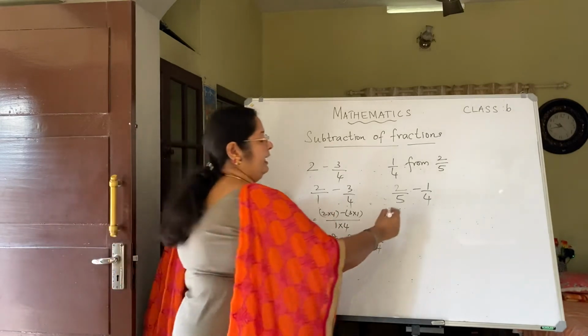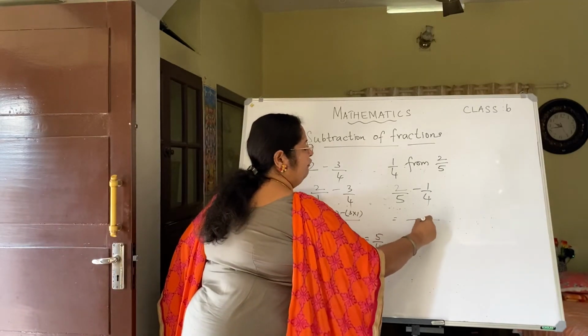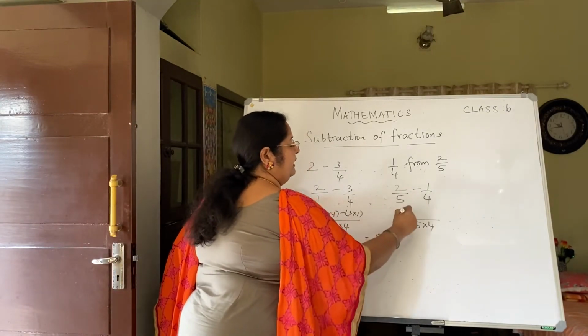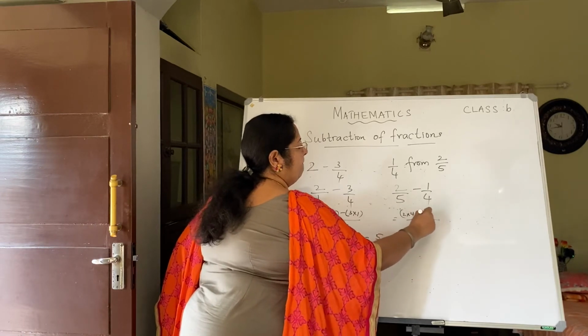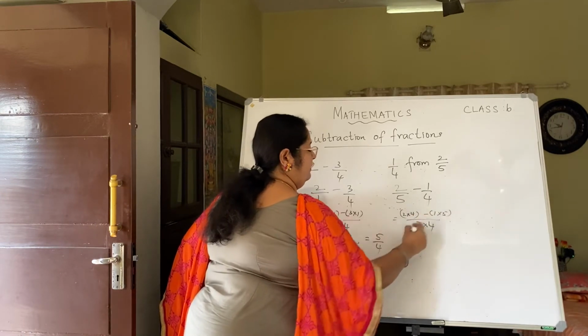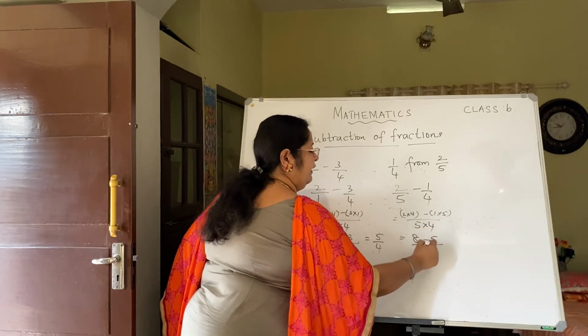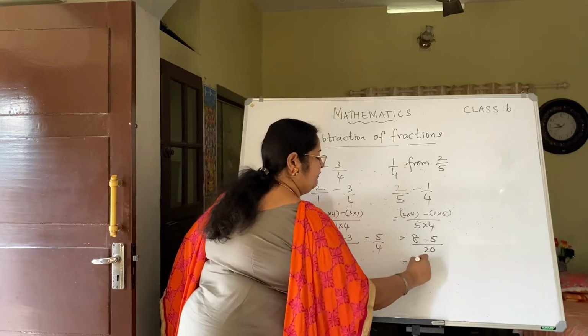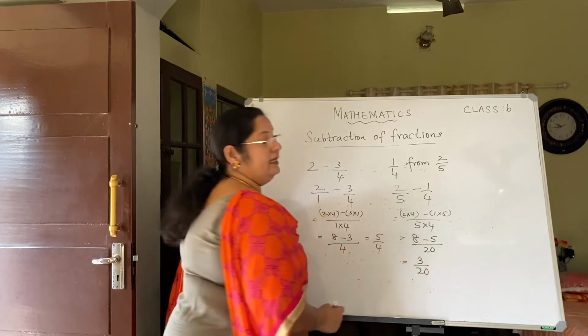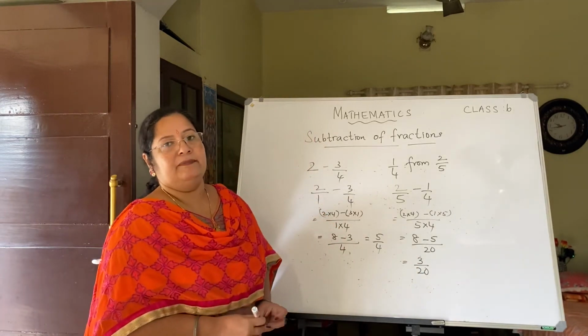Now you can do the calculation. The denominator will be 5 into 4. The numerator is 2 into 4 minus 1 into 5. 2 into 4 is 8 minus 1 into 5, 5. 5 into 4, 20. 8 minus 5 is 3. So 3 by 20 is the required answer.